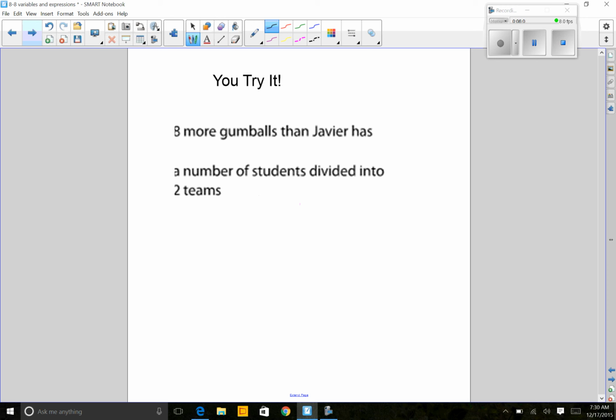Why don't you try it? I got two here for you. 8 more gumballs than Javier has, and a number of students divided into 2 teams. So we'll use a variable of G and a variable of T. Okay, how do we do? Now, this one we don't have to be quite as concerned about order, right? Because what operation are we talking about here? We're talking about addition. So 8 more gumballs than Javier has is his gumballs plus 8. You could have put 8 plus G. It wouldn't matter, you're going to get the same answer.